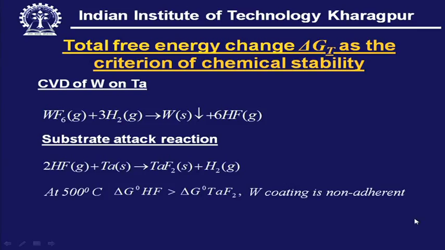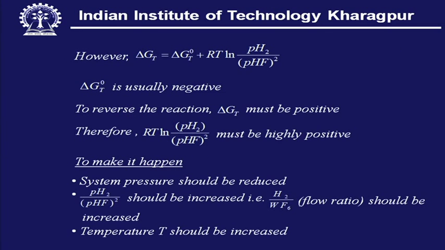This part is understandable, but if we take a broader view, delta G T is equal to delta G 0 T plus RT into ln of P H2 divided by, this is actually the partial pressure of hydrogen, and this is the partial pressure of hydrogen fluoride to the power 2. Now, here the reaction can be adjusted or regulated to the advantage of a stable adherent coating.